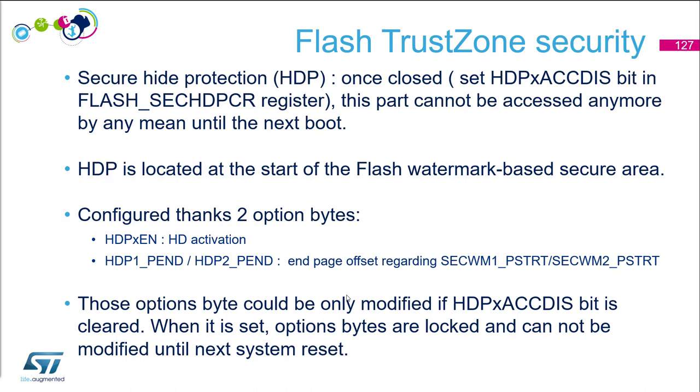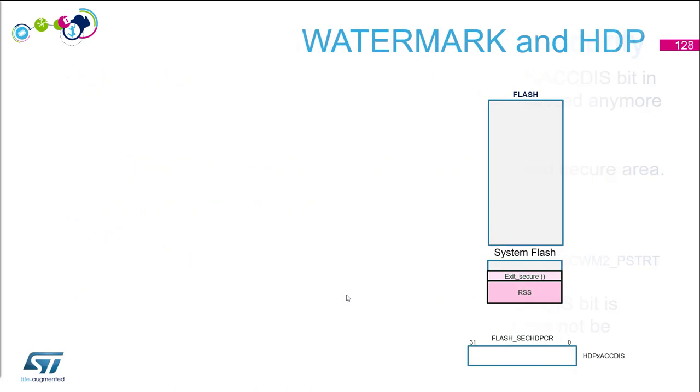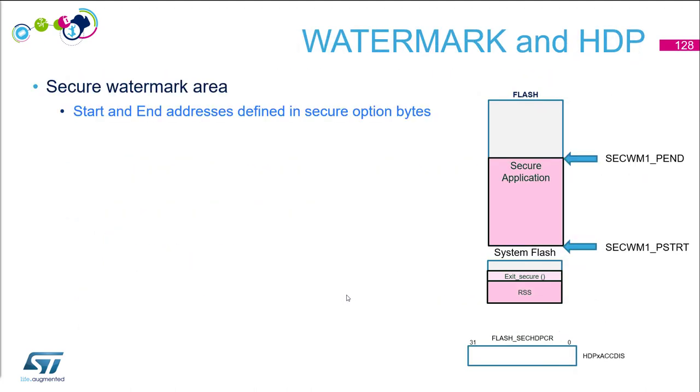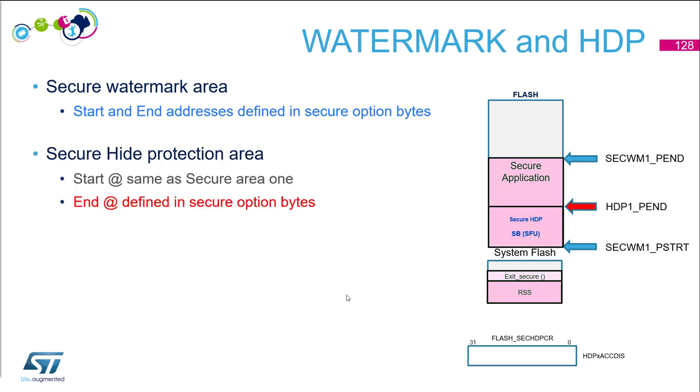I propose a sum up of both slides with an animation. I hope it will help you to fix the ideas. So the watermark is an area with a start and end address defined in secure option bytes. It's where we will put our secure application or all the secure world. Then we will define, thanks to another option byte, HDPEND, the end of the HDP. So now the HDP is from this to this point. We also activated the HDP enable.